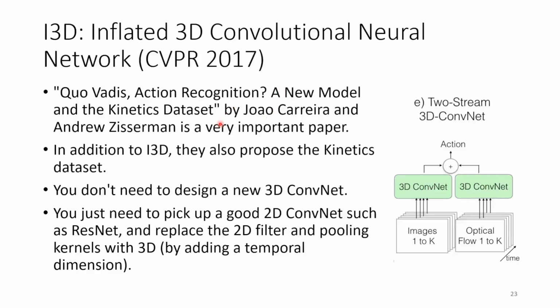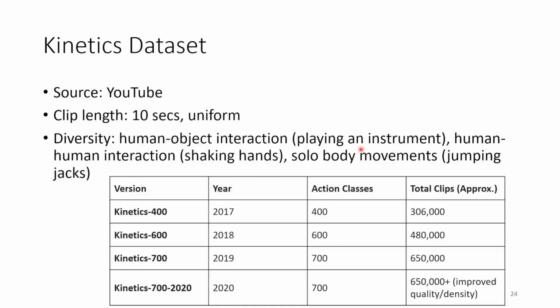Okay, so in this paper, they have two contributions. First is the I3D representation. Second, they also propose a dataset called Kinetics. Here, you can see there are the versions of Kinetics: Kinetics 400, 600, 700, and the 700 2020 version. The number is the number of action classes. And here you can see how many clips there are.